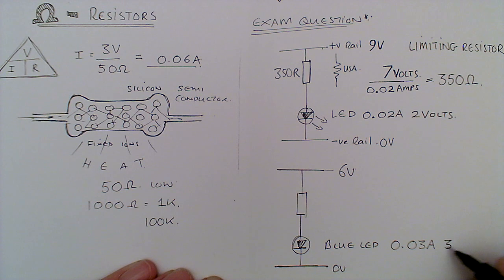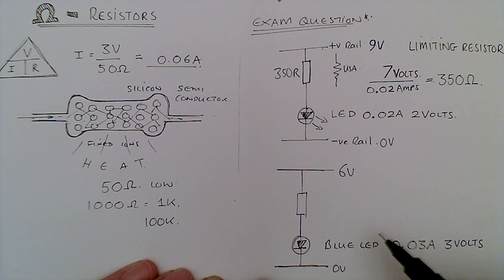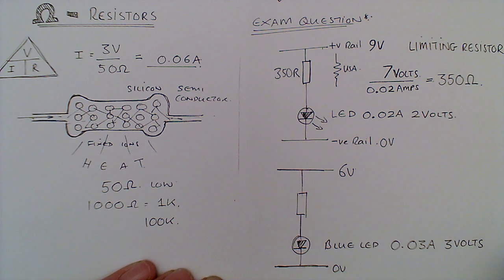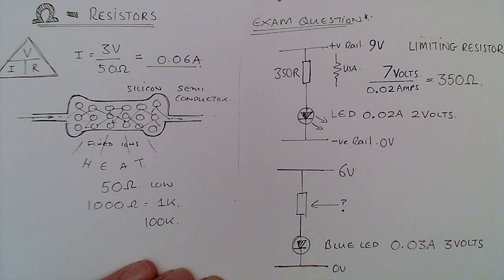Okay, but I want you to imagine this is one of those blue LEDs that's perhaps lighting up a moped or a motorcycle working on a 6-volt direct current. So what resistor do you think I would need? And when we come back to the next video, you can see if you've got the answer right.